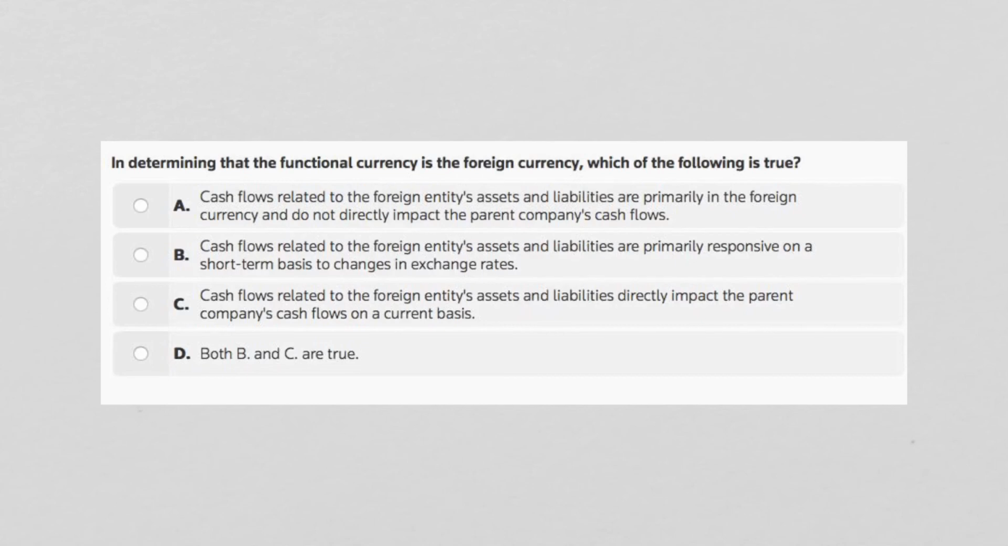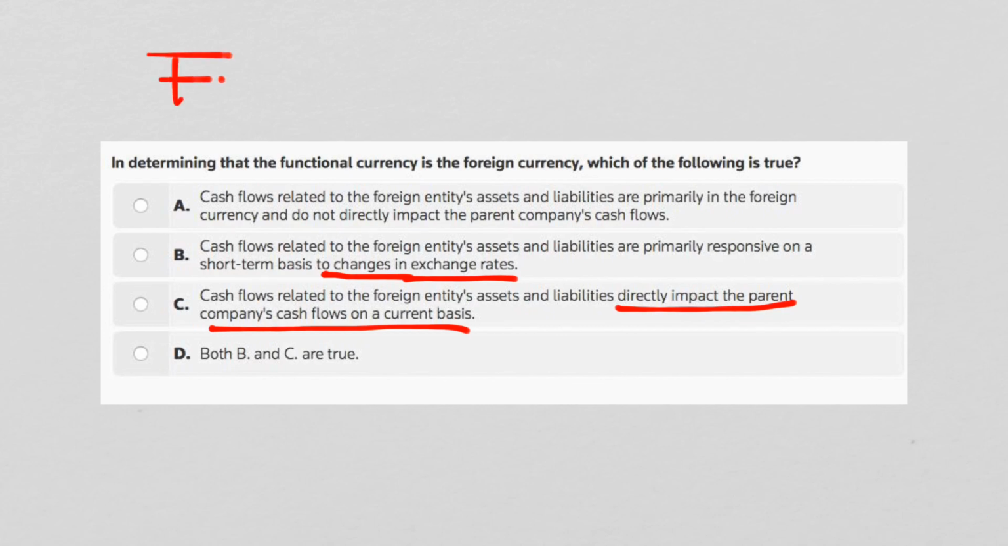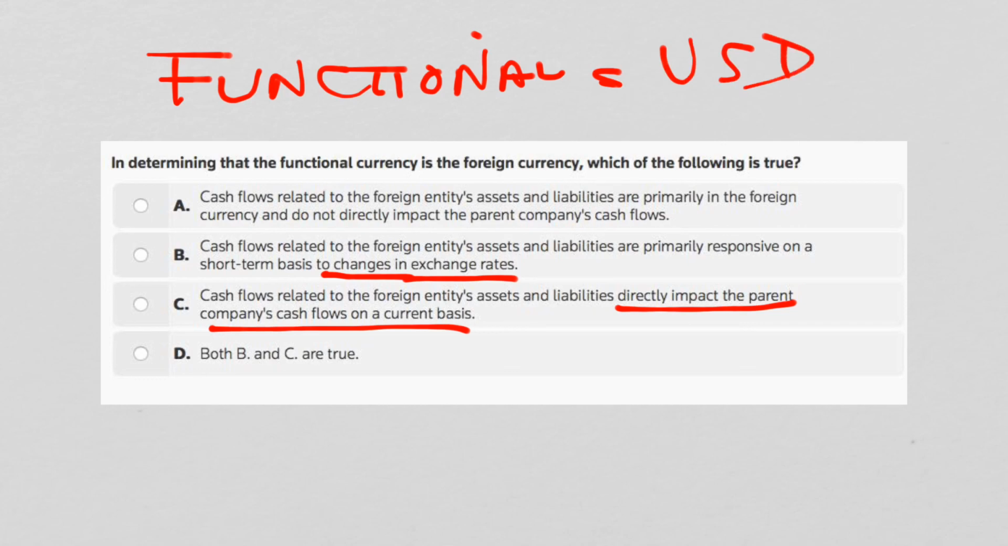If the cash flows related to the foreign subsidiary are affecting the parent because of the changes in exchange rates, that's the key language here. Or in C, the cash flows related to the foreign directly impact the parent company's cash flow on a current basis. That's an indication. Both B and C are an indication that the functional currency is the parent's, hence US dollar. That it's not acting on its own, it's not self-sufficient, self-contained.